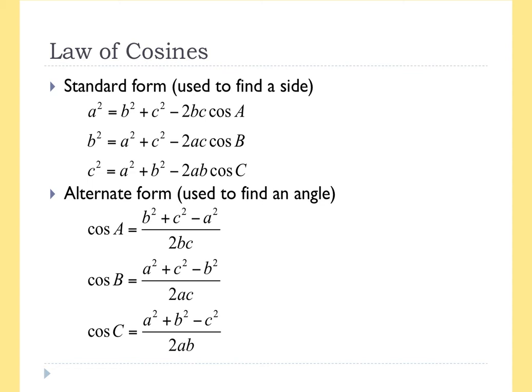For the standard form, which is the one that's used to find a side, it is a squared equals b squared plus c squared minus 2bc cosine A. B squared equals the other two sides squared, so a squared plus c squared minus 2ac cosine B. And the last one is c squared equals a squared plus b squared minus 2ab cosine C.